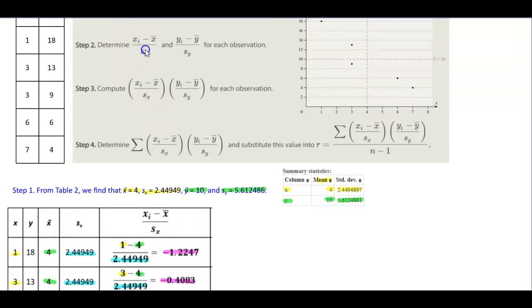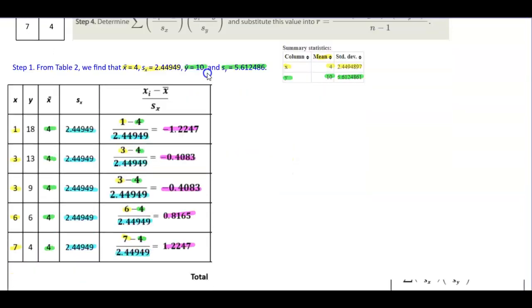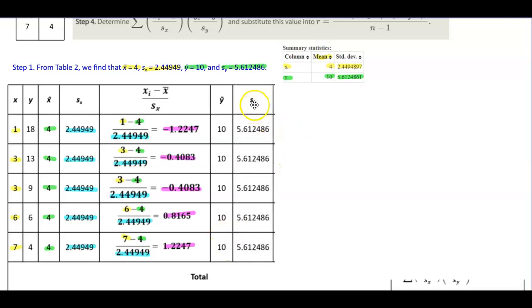So we figured out the first part of step 2. Now we need to figure out the second part of step 2 using the data values for y, the sample mean for y, and the sample standard deviation of y. So we're going to put in that information. Here you look for the sample mean of y. We found it to be 10, so we're going to put 10 into the column. And then the sample standard deviation for y is 5.612486. So we're putting that for each individual y.